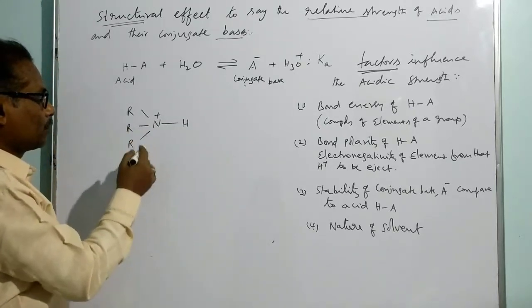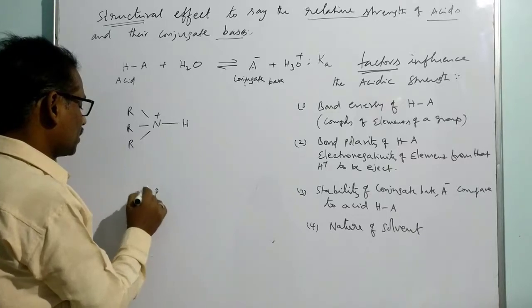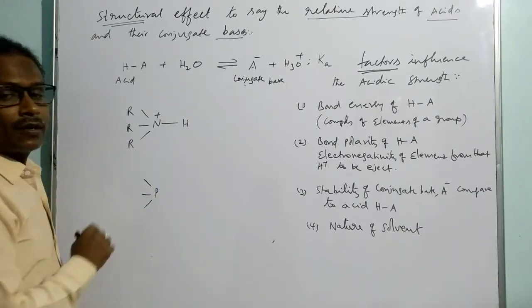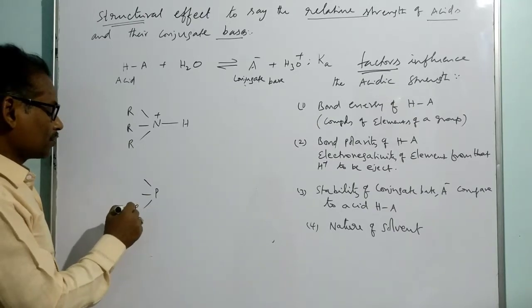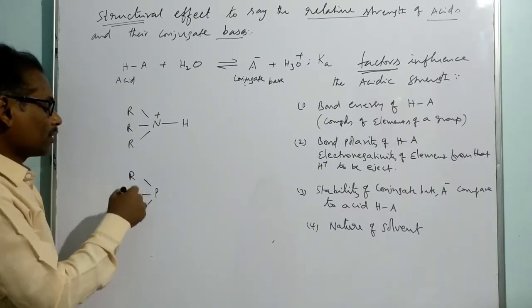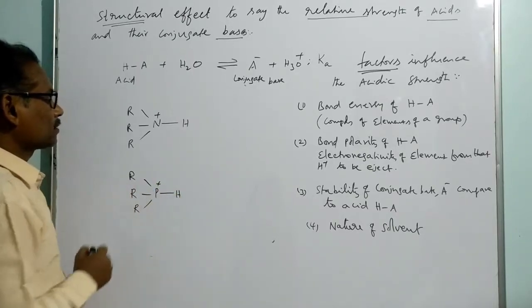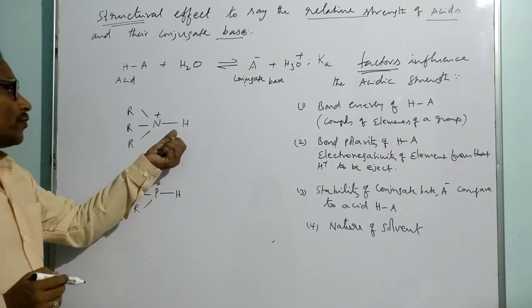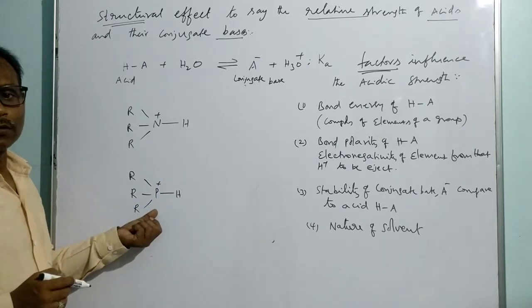And let me take a compound of phosphorus. Similarly, let me take the substituted phosphine. PH3 is phosphine. If it is substituted with some alkyl groups, it is called trialkyl phosphine. And if it is once protonated, like this. So I can say this is a protonated form of an amine. This is a protonated form of a phosphine compound.